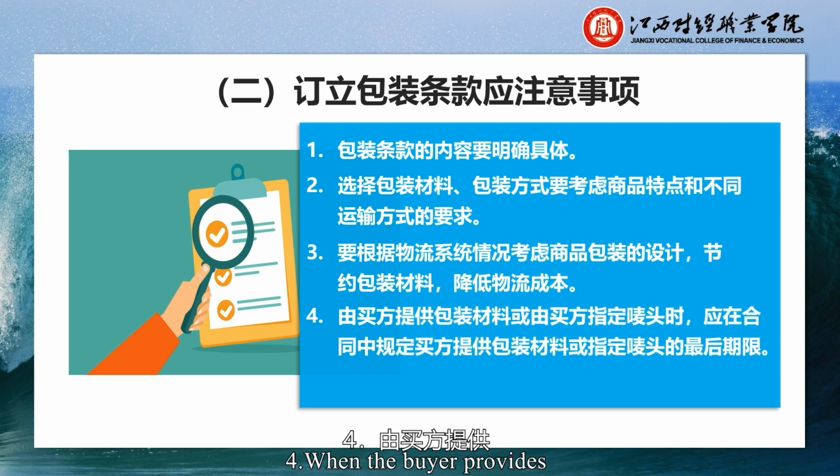Fourth, when the buyer provides packaging material or specific shipping marks, the contract should stipulate the final deadline for the buyer to provide packing materials, and it should state that if the seller does not receive the relevant marks in time, the seller can make decisions independently.